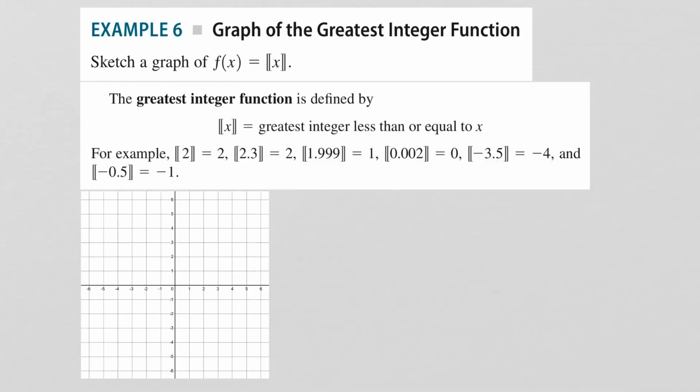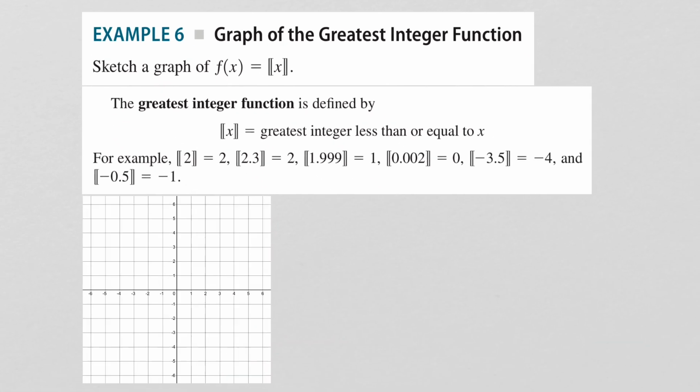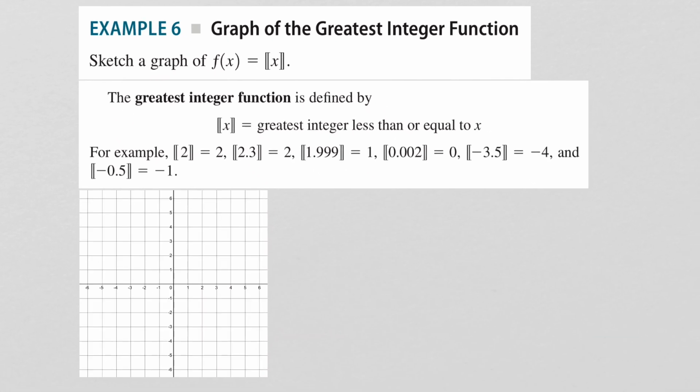Now let's talk about a special function called the greatest integer function. And the greatest integer function is this notation that you see here. So it's these sort of special brackets that you can see here. And the definition of the greatest integer function is that the greatest integer function of x is equal to the greatest integer that is less than or equal to that number x. So for example, if I take the greatest integer of 2, that's just going to be 2, because 2 is the greatest integer that is less than or equal to 2.